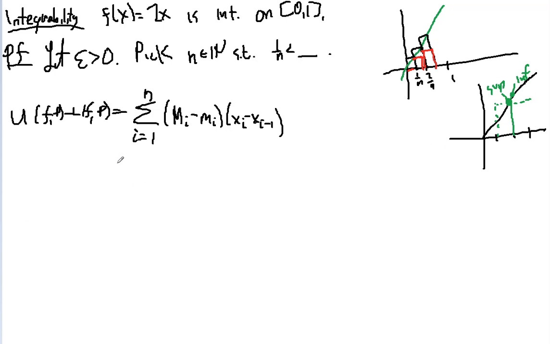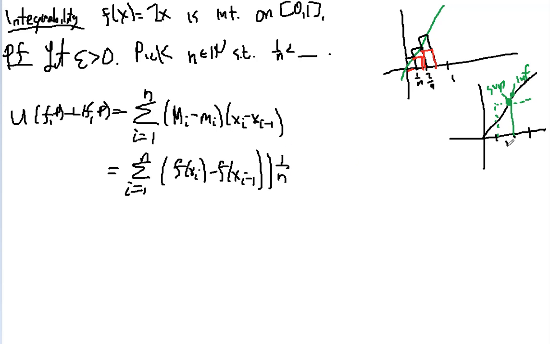So this is actually equal to the sum from i equals 1 to n of f(x_i) minus f(x_{i-1}), the f of the right endpoint minus f of the left endpoint, times the length of the interval, which I'm going to pick to be 1 over n, and 1 over n I define to be such. So this is kind of like what you did in Calc 1 always. You always just pick the intervals that have the same length. It is convenient to do oftentimes.